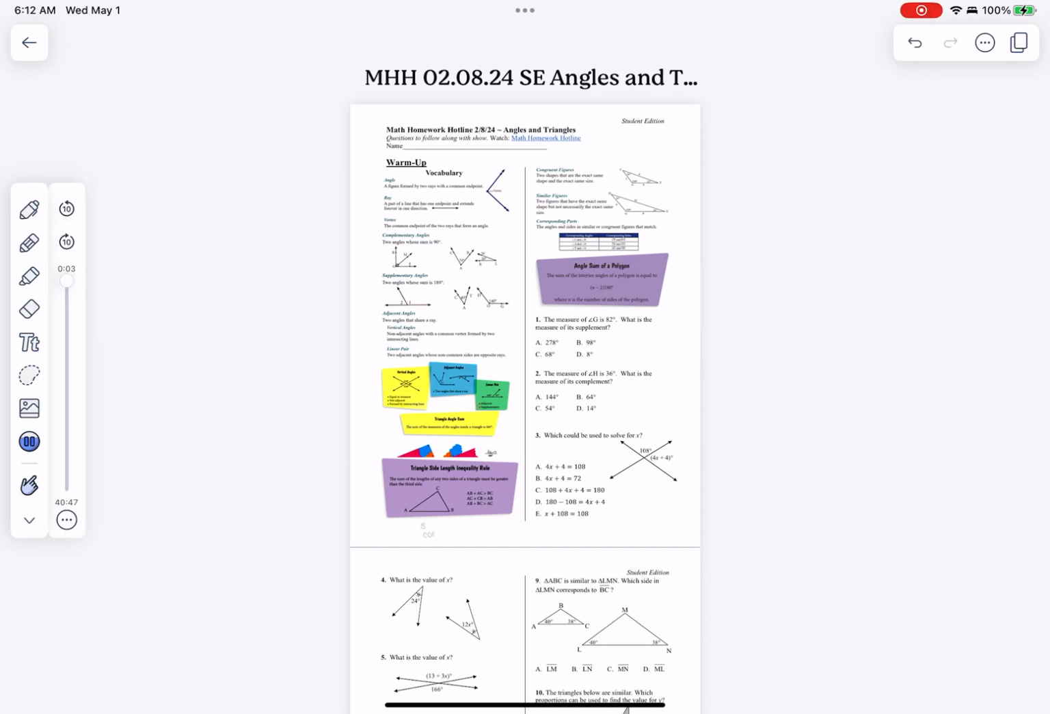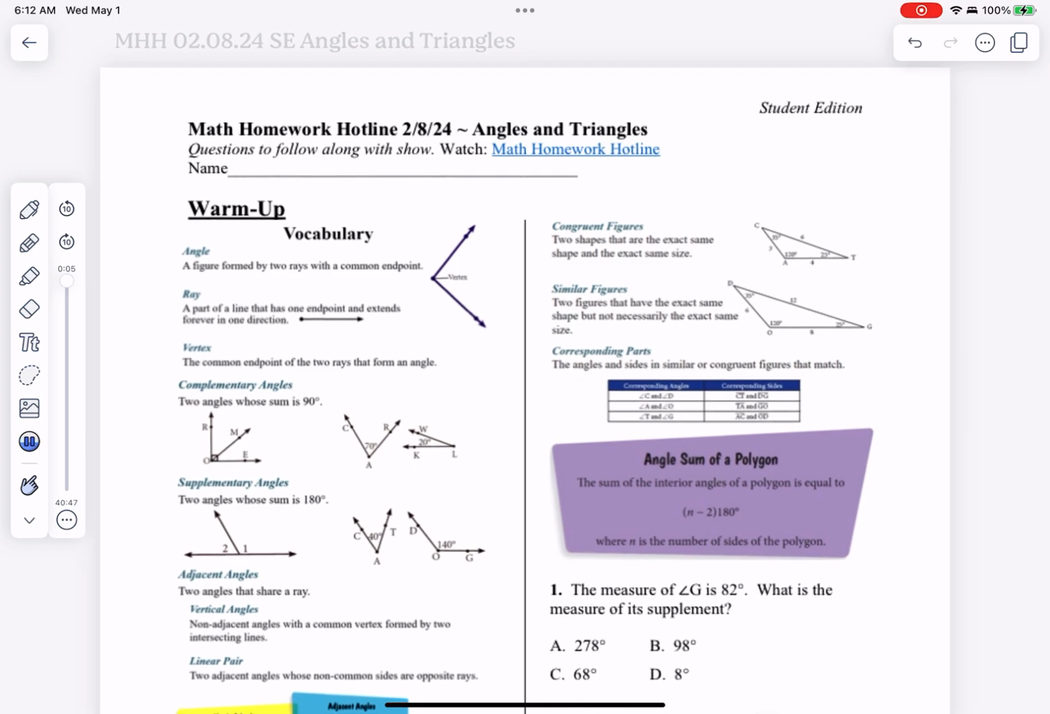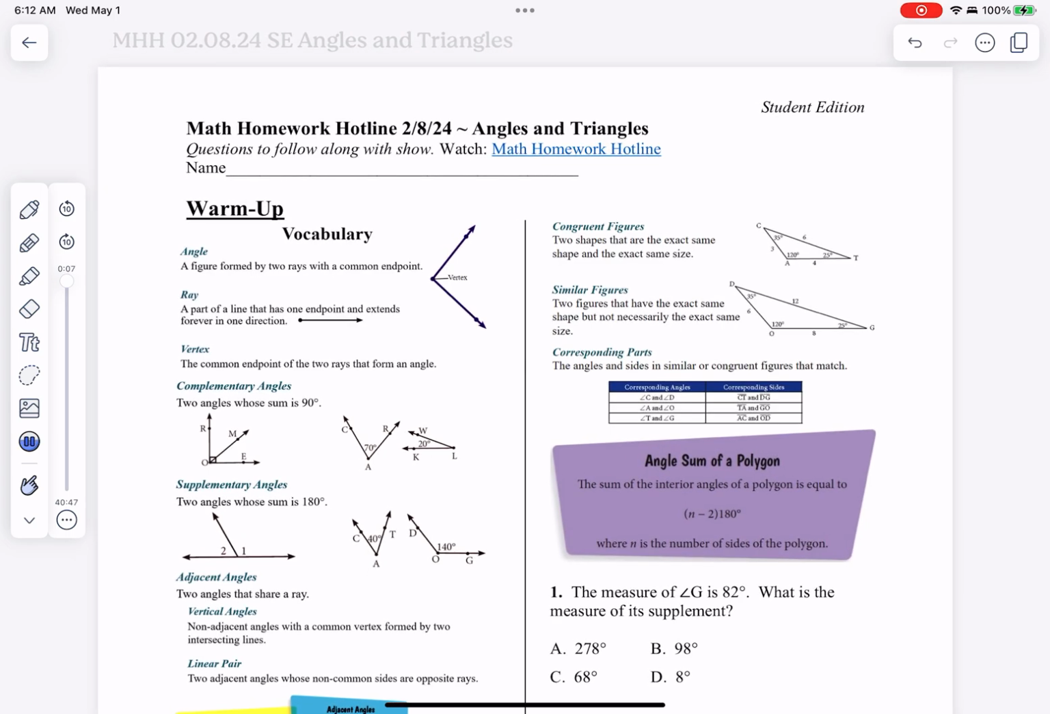Okay, people, today we are doing angles and triangles. This is Unit 7. If we follow along with this video, it will take us through all the questions. Hopefully we don't skip around to the answers, but you do what you need to do.